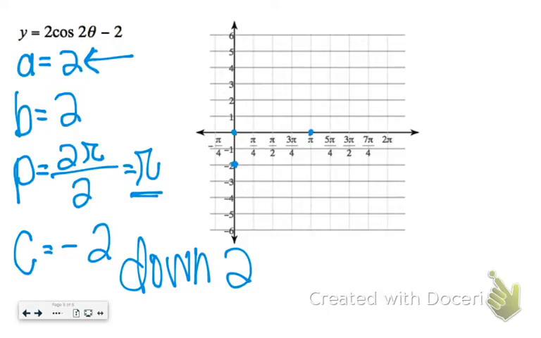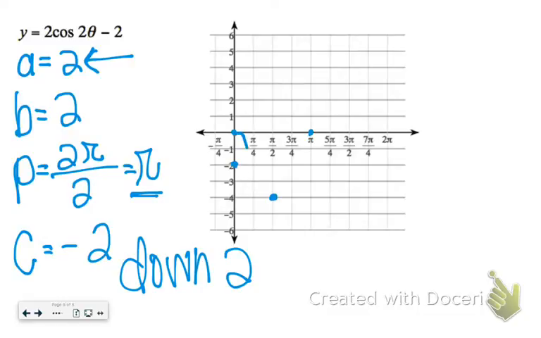And then I'm going to go halfway between there, which would be pi over 2. And I'm going to go down double whatever my amplitude was. So my amplitude here is 2. So I'm going to go down 4. So I'm going to go 1, 2, 3, 4. It's going to be down here at -4. So I have those 3 points now.